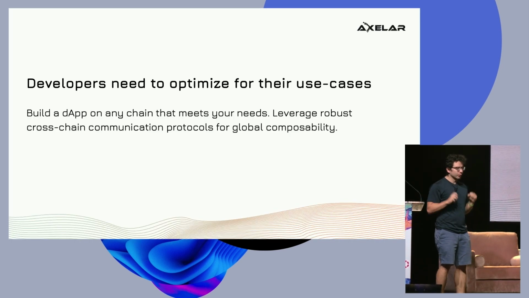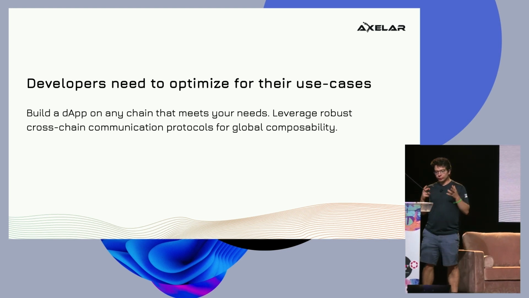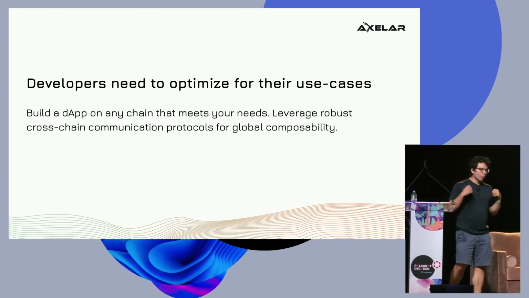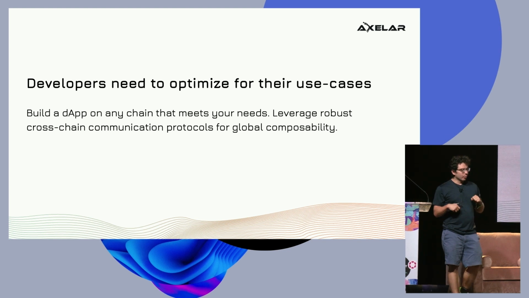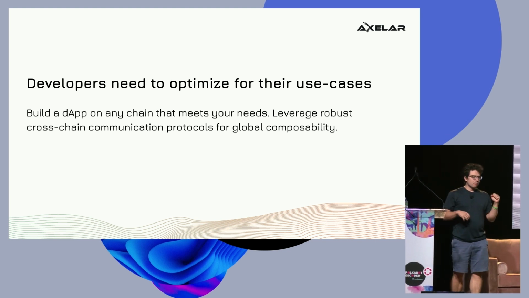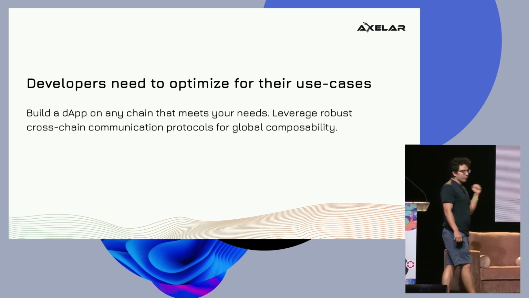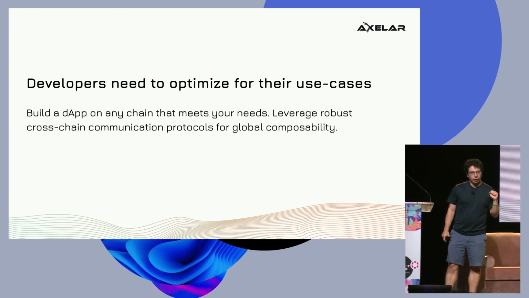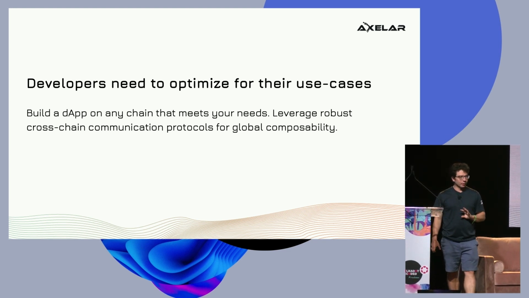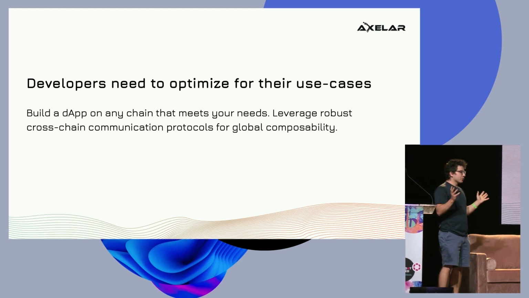So what do we want to do? High level, I think what we want to do is really optimize for two audiences. A is developers, where as a developer, you should be able to take the best platform for your needs, make sure you can deploy your application there, and then have robust cross-chain communication support to enable global composability with all the other ecosystems, right? That's the goal. Is it so far-fetched?